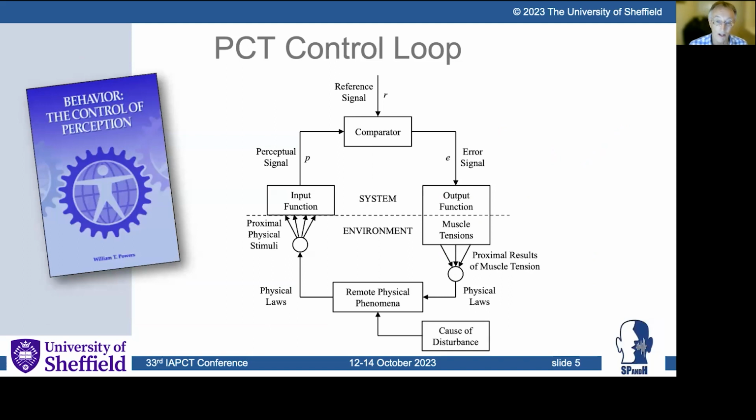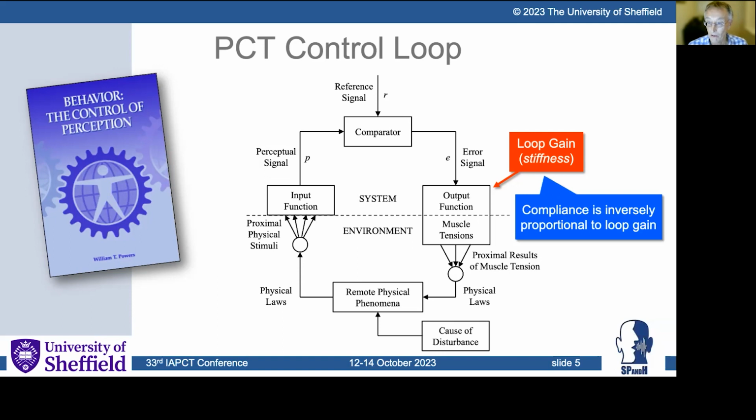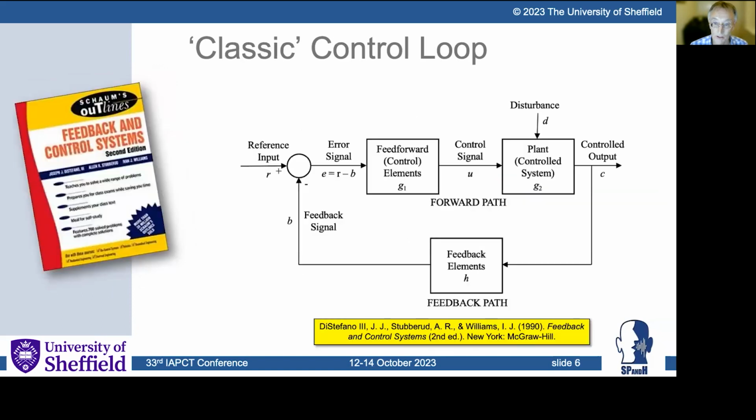So I'll just throw this up, of course, the classic PCT control loop, there it is. And the stiffness, which is one of the aspects of compliance that I'm talking about, is essentially in the loop gain, which is, if you've been looking at the chat, you'll see there's a lot of talk about loop gain. And so the higher the loop gain, the greater the control, the stiffer the system. The lower the loop gain, the looser the control, the less stiff the control. And compliance of the first type is inversely proportional to that. It's inversely proportional to stiffness, as we said.